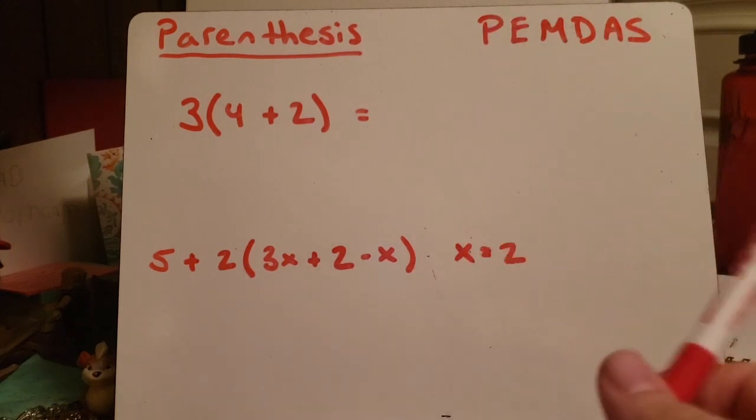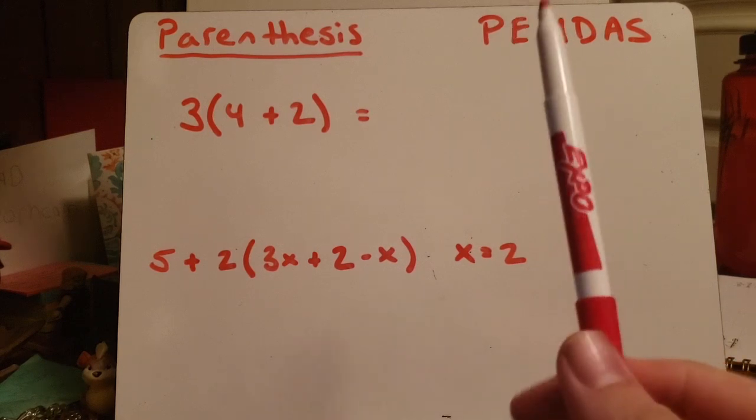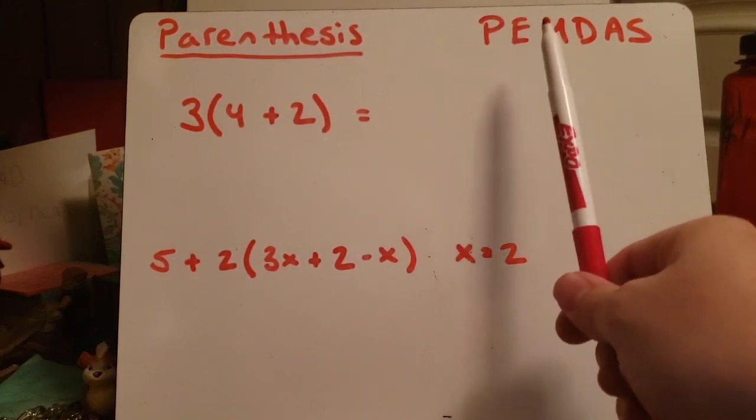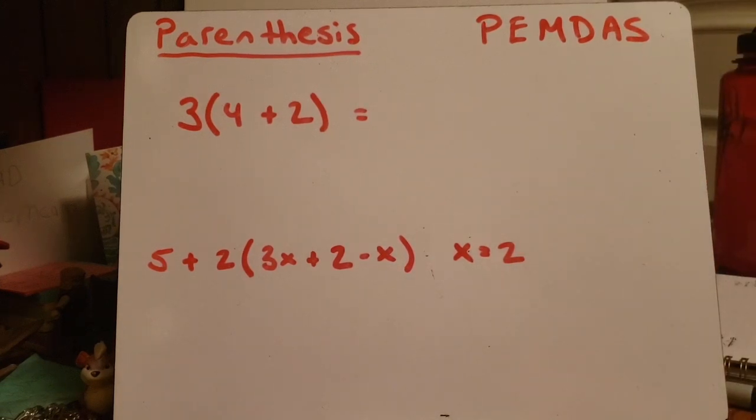If we don't do problems in that order, they're not going to work out the way they're supposed to. So we always have to make sure that we follow our order of operations, PEMDAS. If we go in that order, we will be successful.